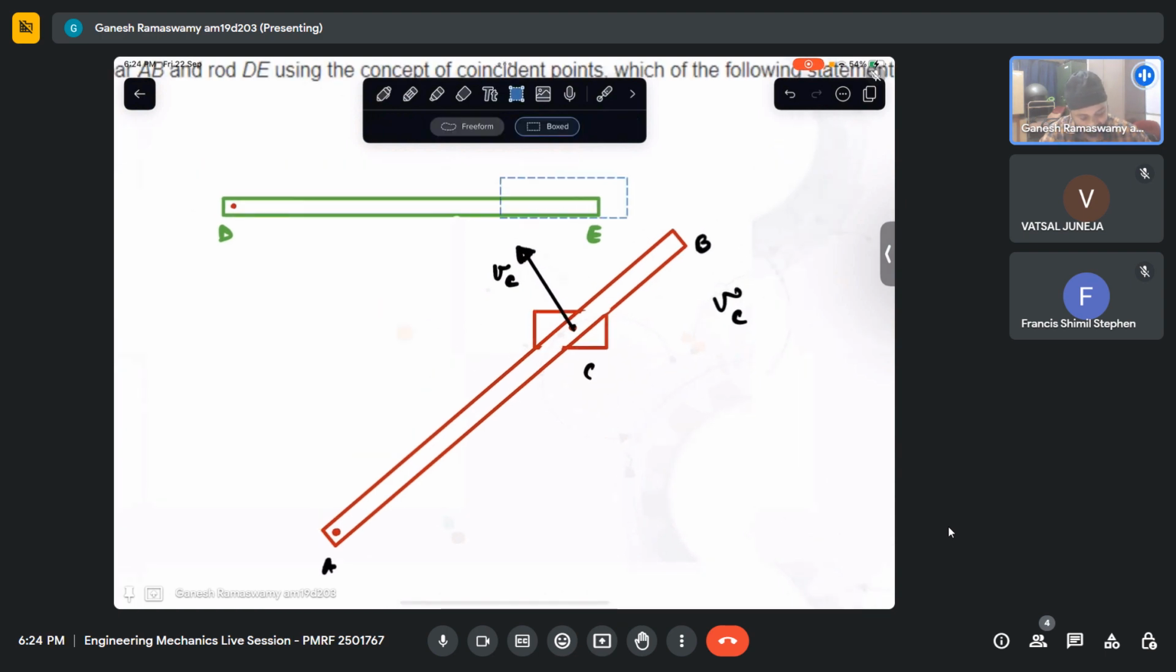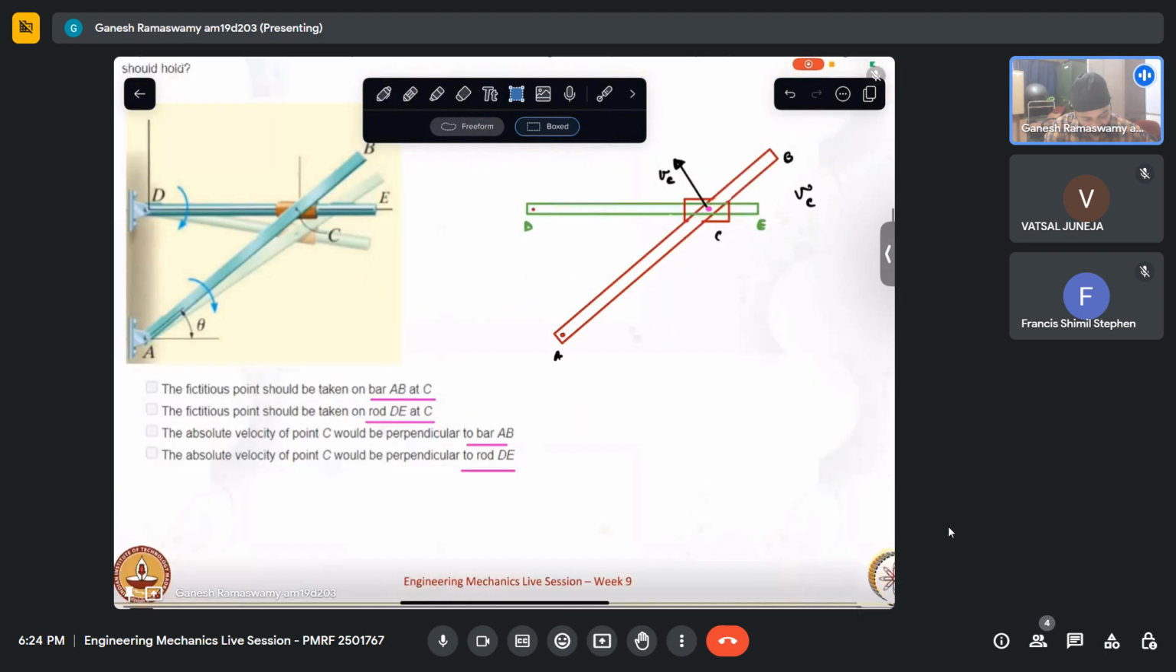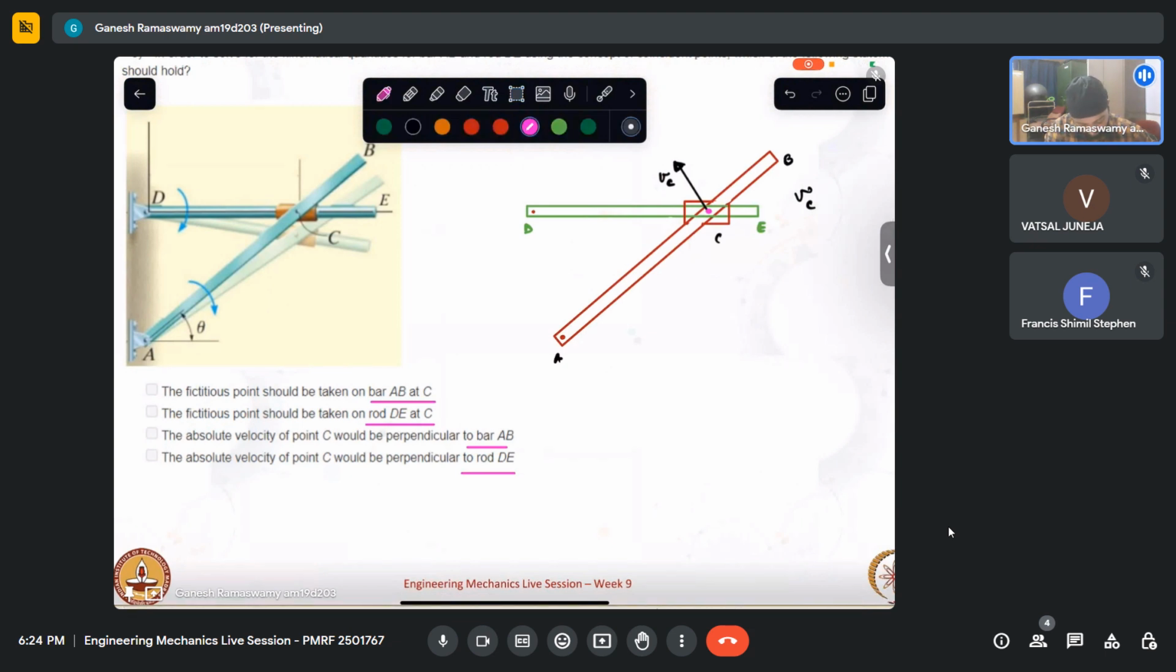Whereas if, let us say, I take this rod and put it through the collar here, I can see that the collar can actually slide over this green rod. So in essence, in order for me to calculate VC with respect to DE, I definitely need to attach the coincident point, or the fictitious point, to this green rod, because the other rod is actually having that point. So the rod which doesn't have that point, that is where we fix the fictitious point. In such a case, it would have to be attached to the rod DE.